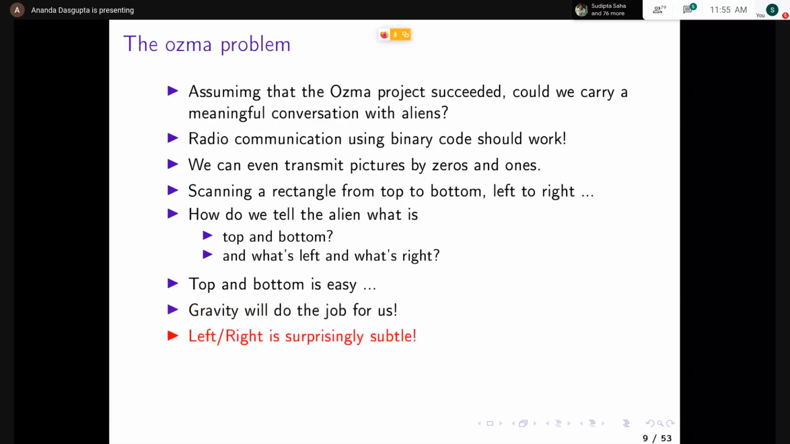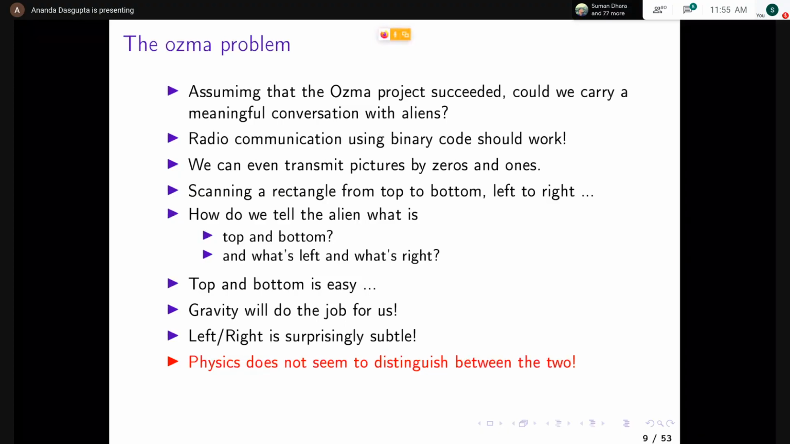Well, left and right, on the other hand, turns out to be surprisingly subtle. Apparently, despite all this thing about left and right being very different, left-handed people and right-handed people being differently abled or having different strengths, left-handed enantiomers being different from right-handed ones, and so on, physics apparently does not seem to distinguish between the two at all. That statement comes with a caveat. We are going to come to that soon.